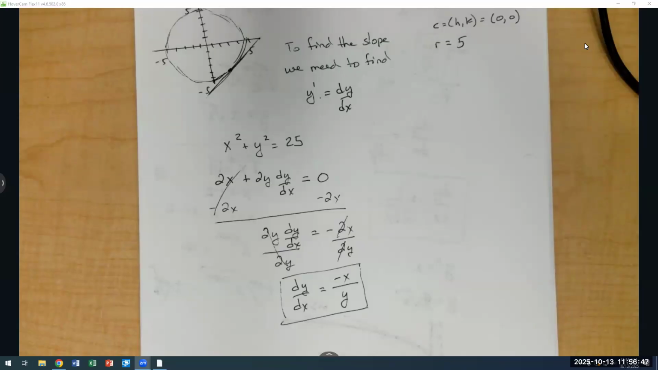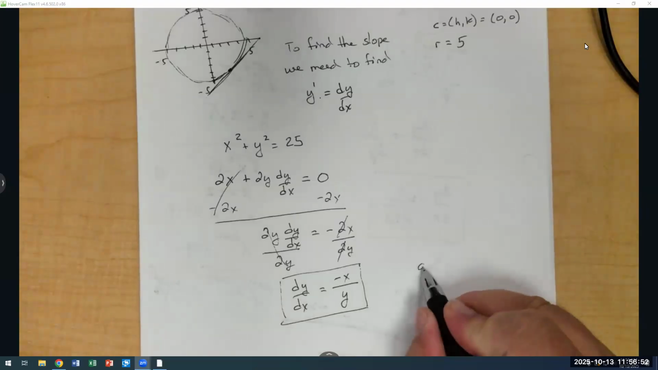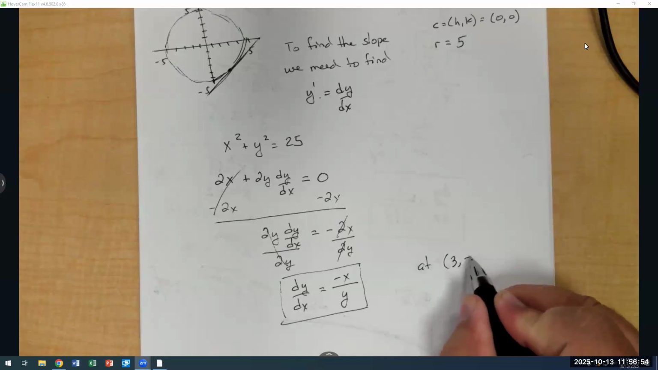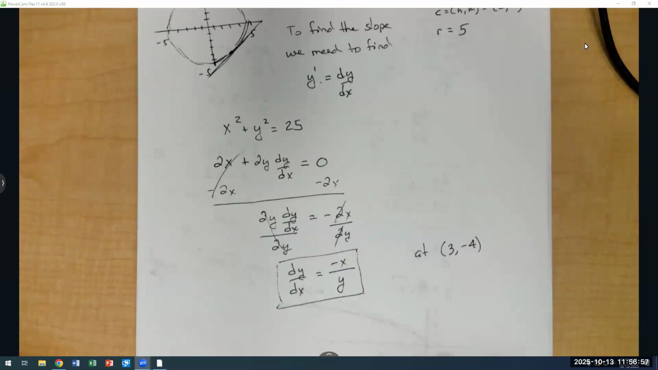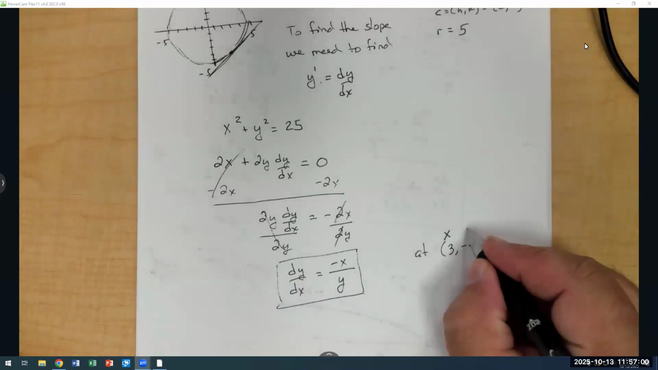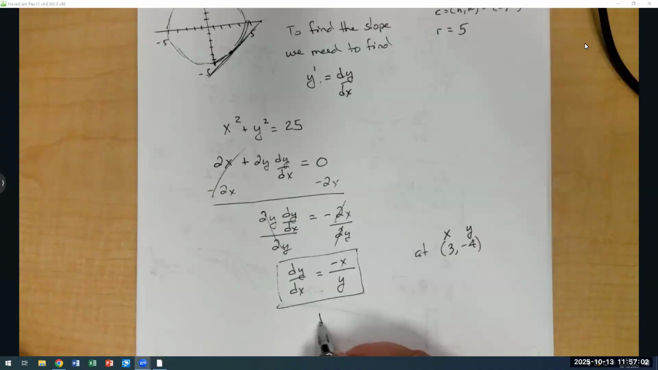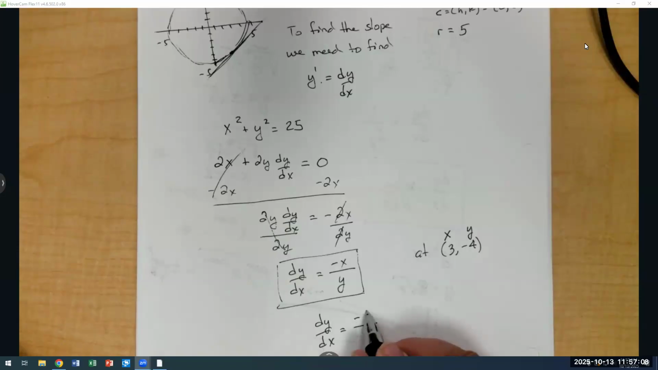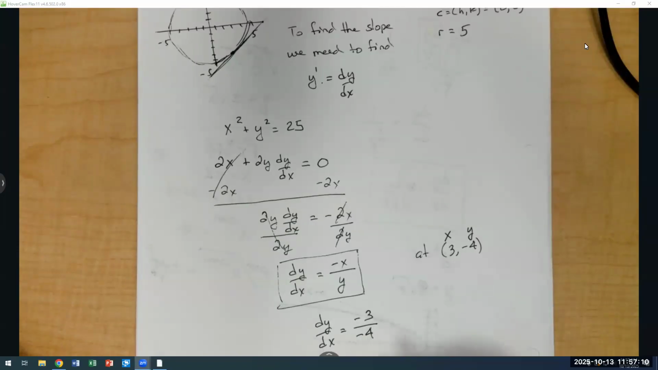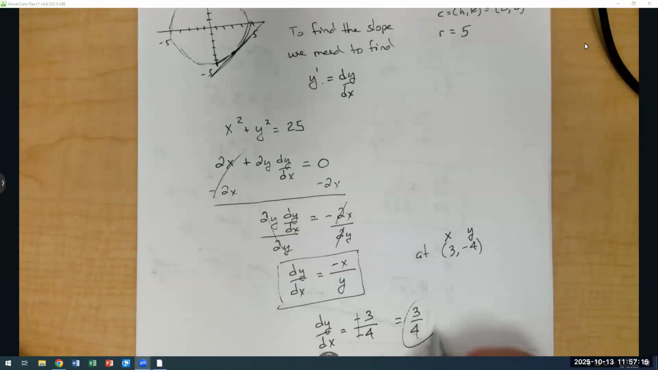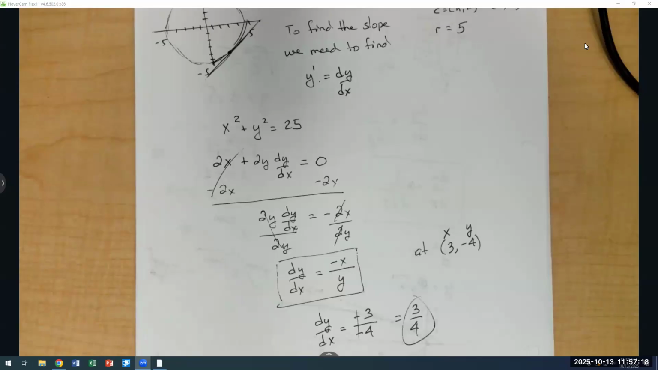So what's the slope, dy/dx, at the point (3, -4)? So our x value is 3, our y value is -4. So dy/dx is negative 3 over negative 4. Negatives cancel. That's my slope. And as we said earlier, remember, it has to be positive. Check, it is.